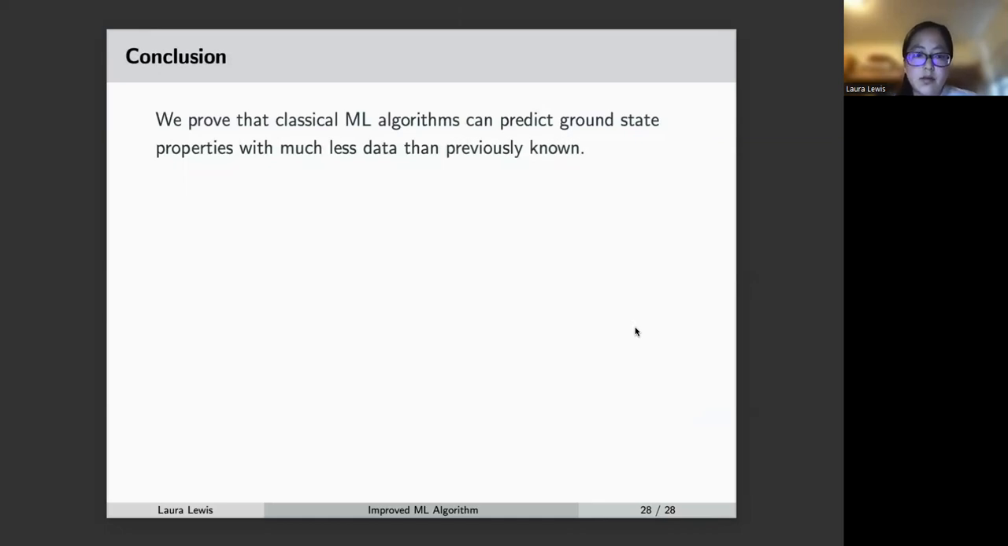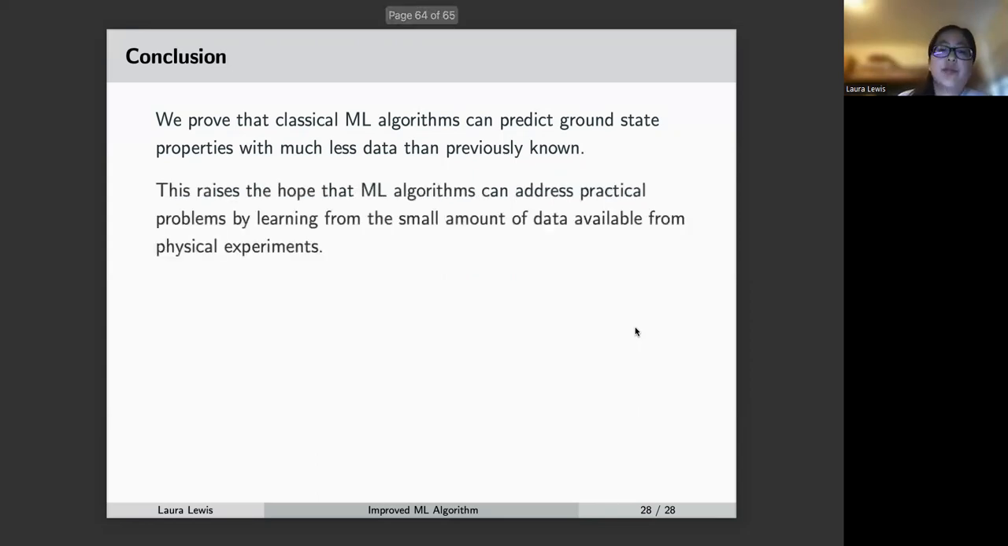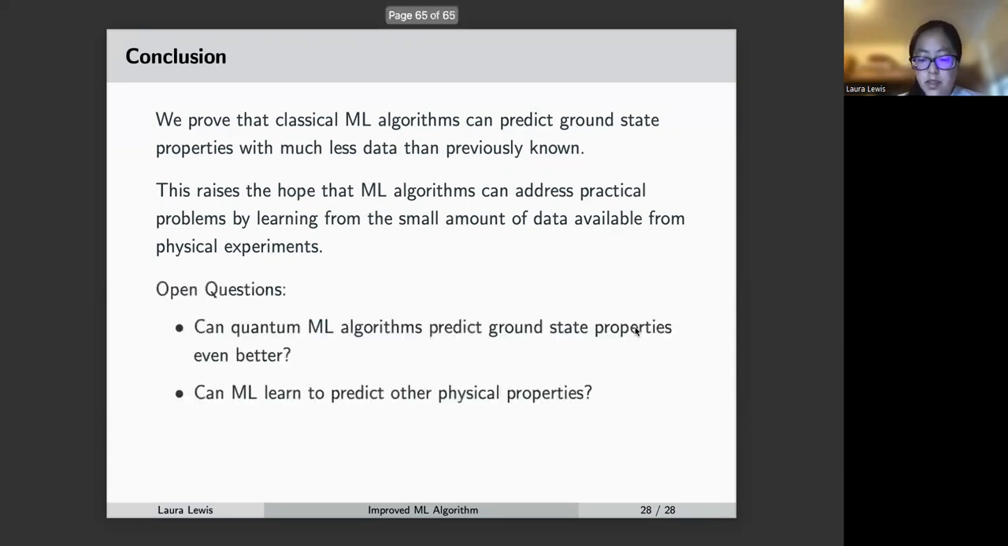And now I can conclude. In conclusion, we proved that these classical machine learning algorithms can predict ground state properties with much less data than was previously known. This really raises the hope that we can actually use ML in practice, because oftentimes in the real world, with physical experiments or just running DMRG, it might be very expensive to actually obtain a lot of data. So given only the small amount of data that we can gain in the real world, we might actually be able to use ML for this in practice.